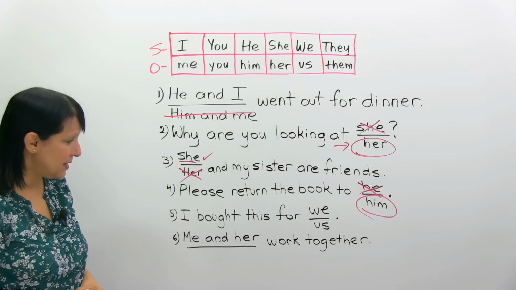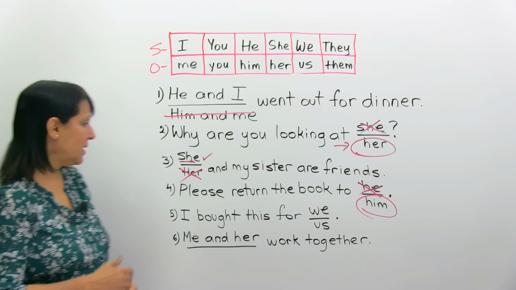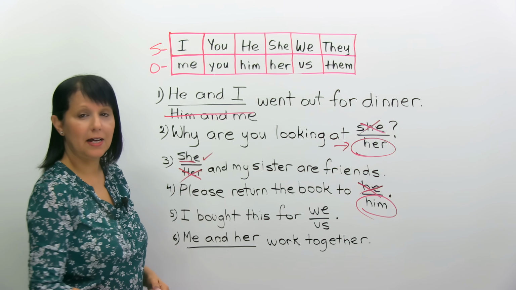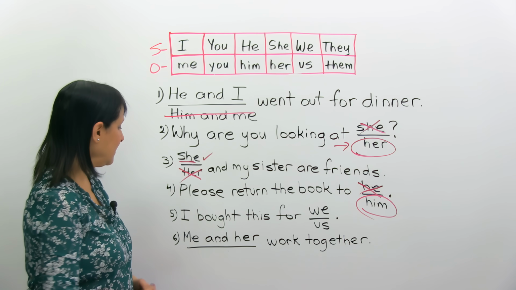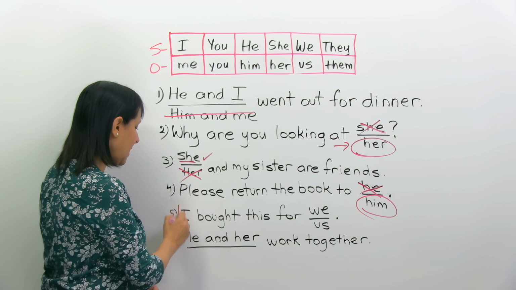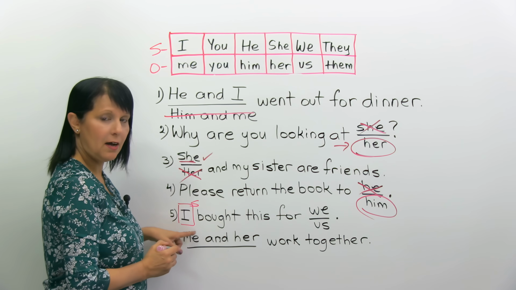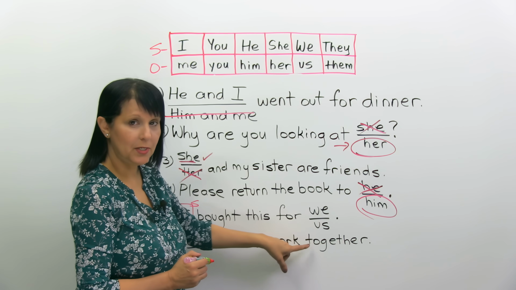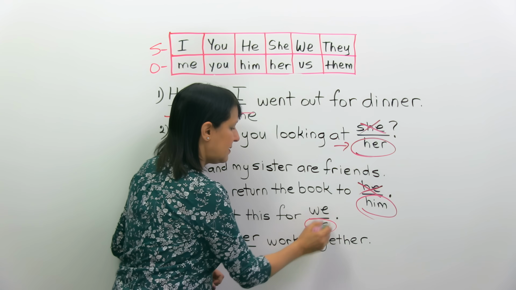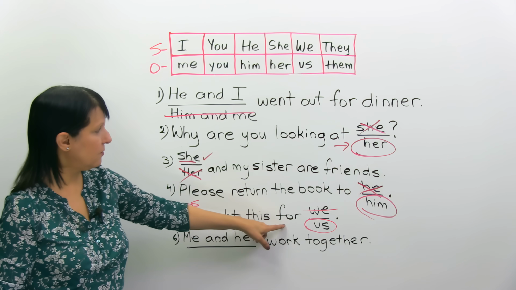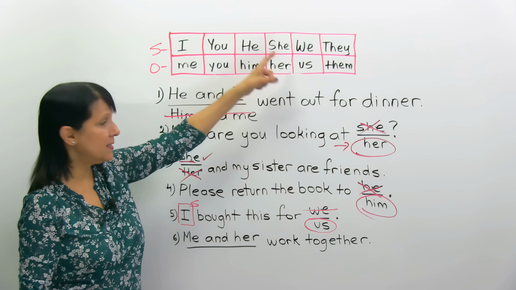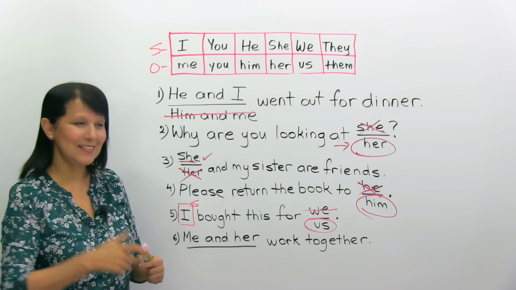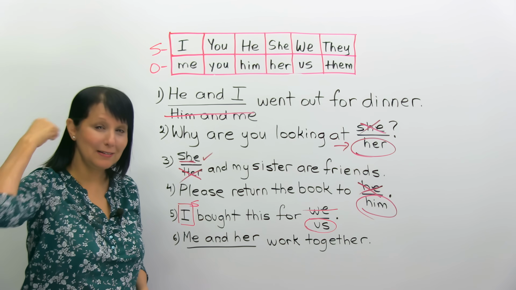Next. I bought this for we, or I bought this for us. Which is correct? Again, analyze. What's the subject of this sentence? The subject or the doer of the action is I. Okay? This is the subject. I bought, right? This is the verb. I bought this for. So now we need an object. So it should be us and not we. Okay? For us. Because we is the subject pronoun and us is the object pronoun. I know, it seems like we're saying it again and again, but that's how our brain remembers.